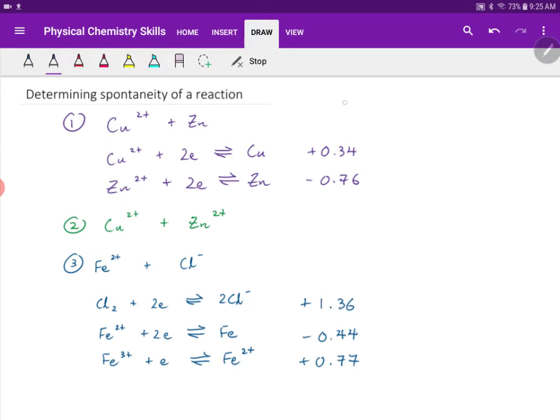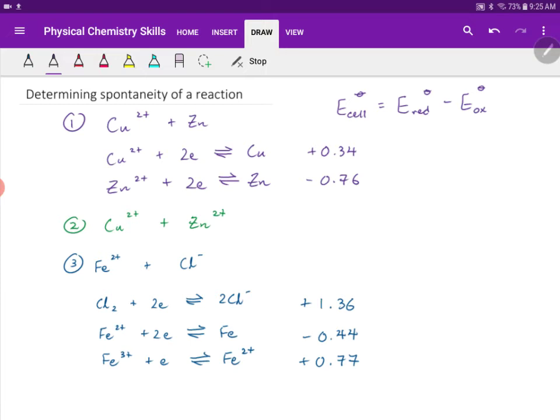So what we want is our E cell value to be positive, and our E cell value is equal to the E reduction minus E oxidation. Of course, in this case, since we are quoting data from the data booklet, this is in standard conditions. So at the end of the day, as long as it is positive, it is spontaneous. And this is when we add two things together.